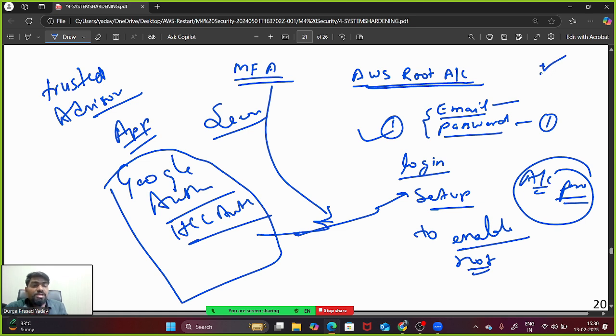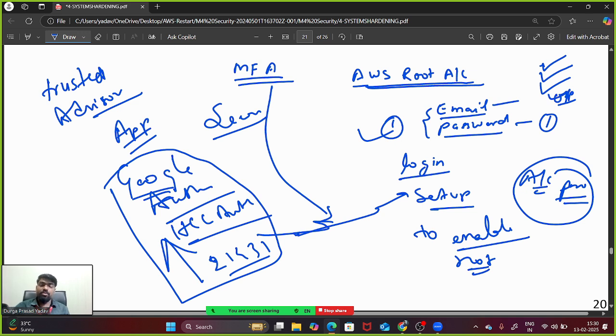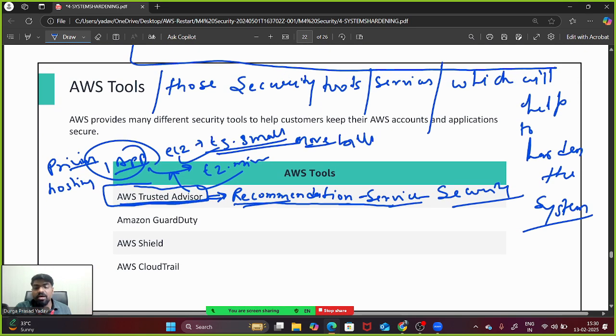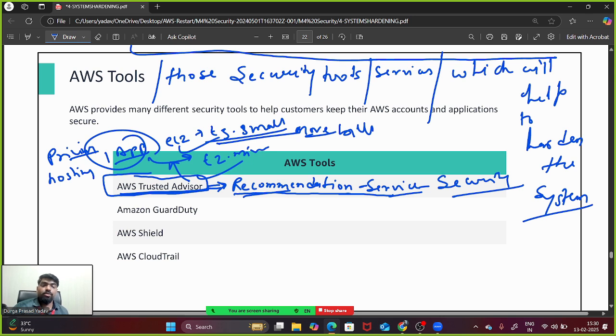Once you enable it, next time when you go to log in, it will ask for the email. You give the email, you give the password, and after that it will ask for the OTP, one-time password, which is shared to your authenticator. You open the authenticator app, get the number, and enter it here, then only you will be able to log in. Are you getting, guys? This kind of recommendation tells you to turn on multi-factor authentication on your AWS root account. Is Trusted Advisor clear to everybody?